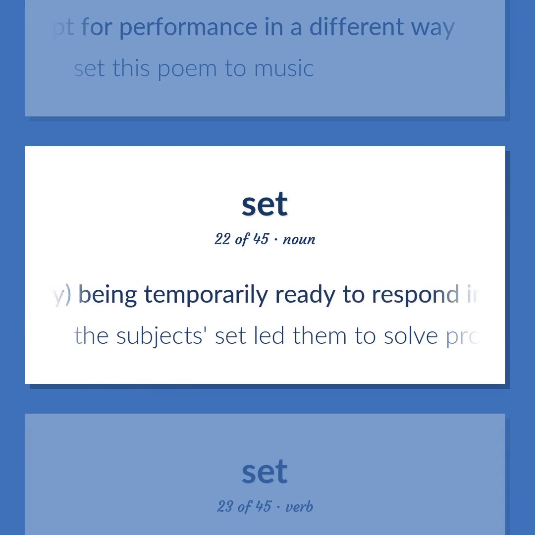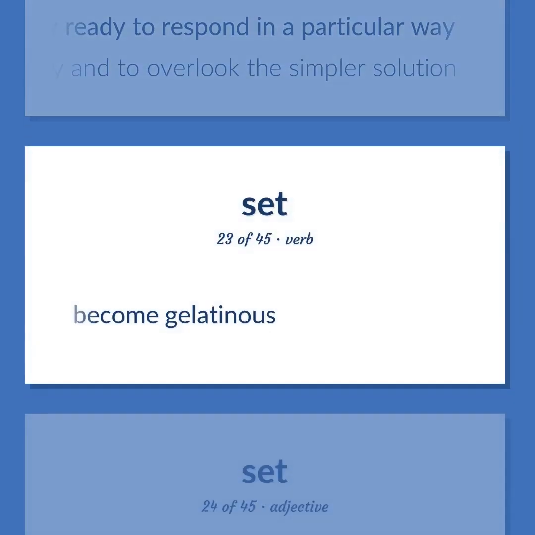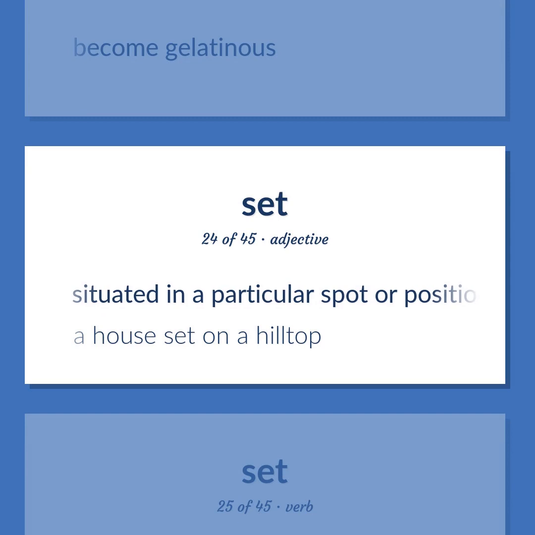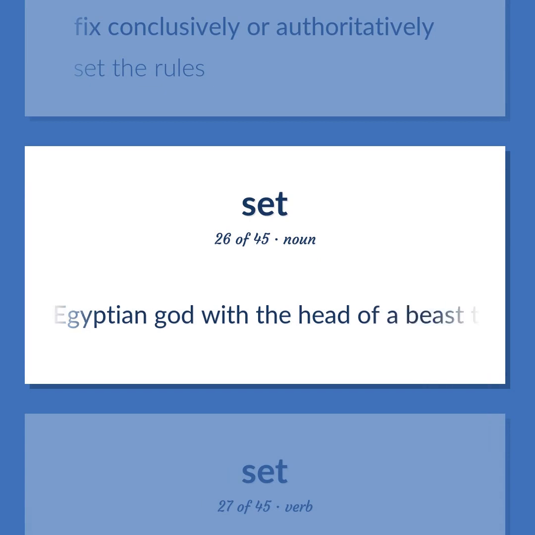Psychology, being temporarily ready to respond in a particular way. The subject set led them to solve problems the familiar way and to overlook the simpler solution. Become gelatinous. Situated in a particular spot or position. A house set on a hilltop. Fix conclusively or authoritatively. Set the rules. Evil Egyptian god with the head of a beast that has high square ears and a long snout, brother and murderer of Osiris.